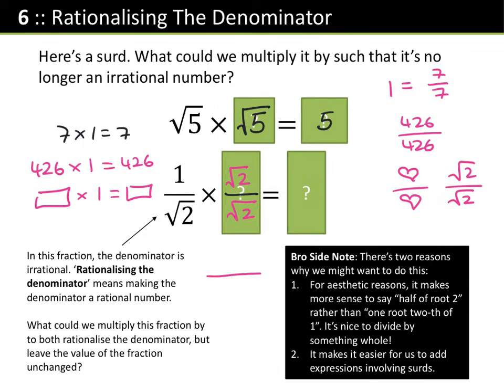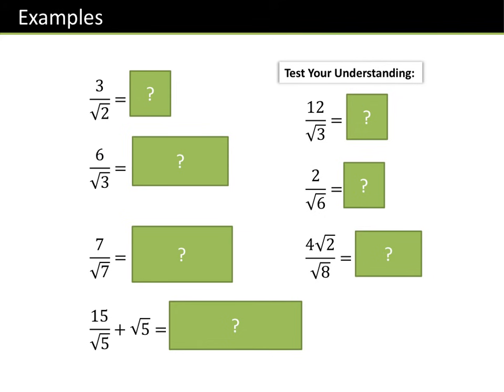Using rules of multiplication, on the numerator we're going to get 1 times root 2, and on the denominator we're going to get root 2 times root 2. 1 times root 2 is root 2. Root 2 times root 2 is 2. So, very quickly, test your understanding. You've got 3 questions to do. Off you go.